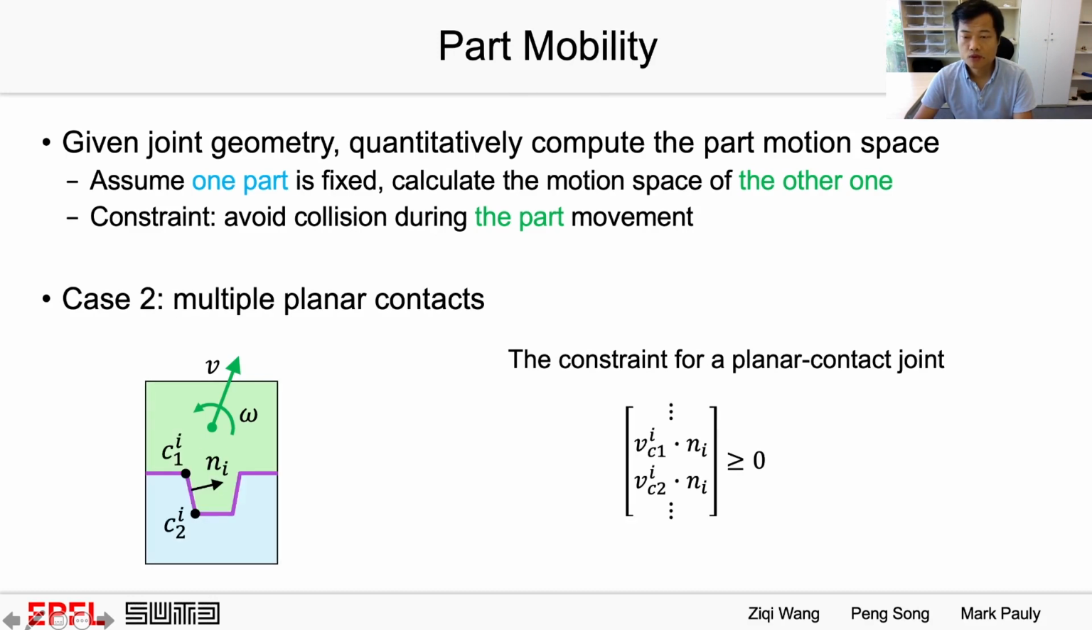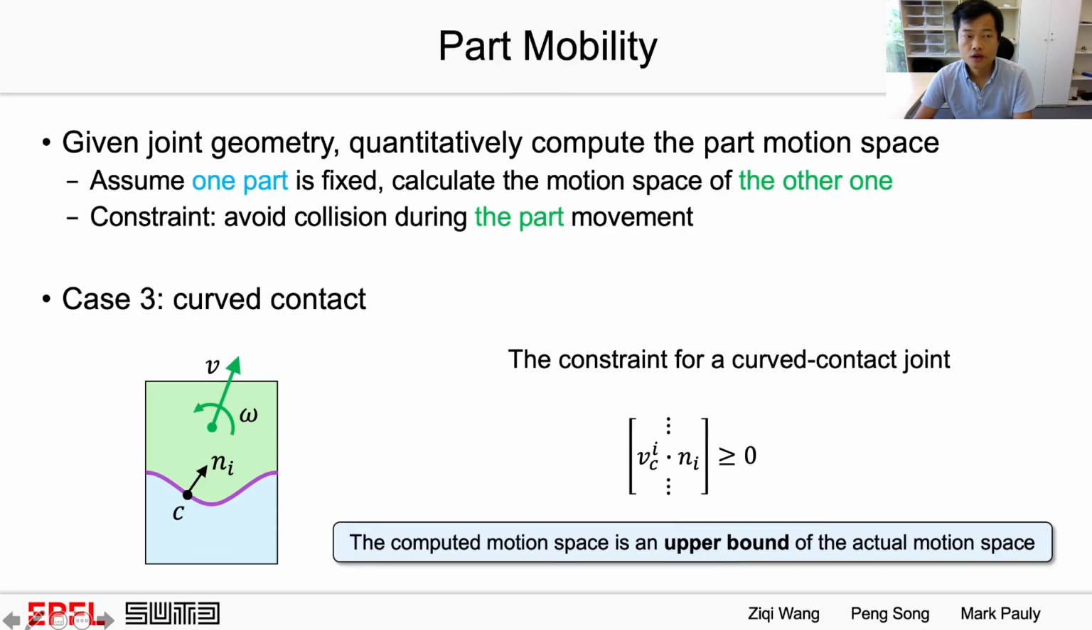When a joint has multiple planar contacts, we can formulate the constraint for each planar contact, such as C1 and C2, and then we stack all these constraints to form a system of linear inequalities. For curved contacts, we can use a sampling approach to compute its allowed motion space. In detail, we sample a number of points on the curved contact, list the constraint for each contact point, and stack all these constraints to form a system of linear inequalities. Due to the sampling strategy, our computed motion space is an upper bound of the actual motion space.